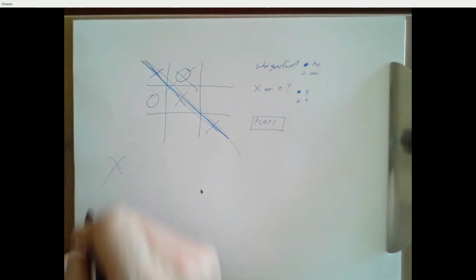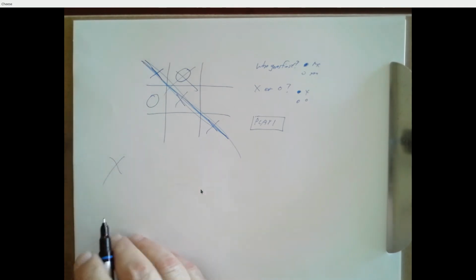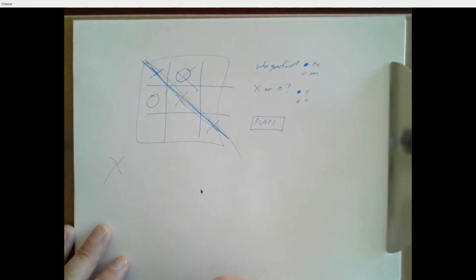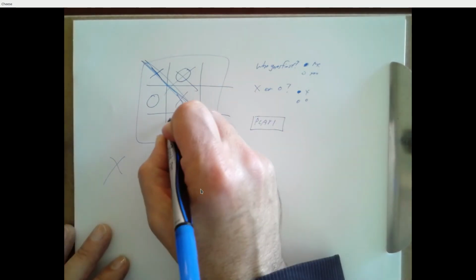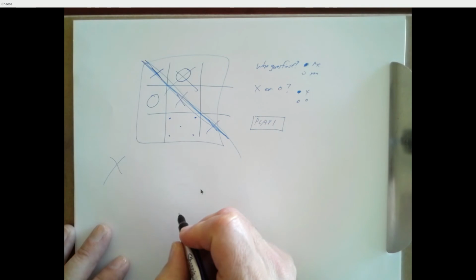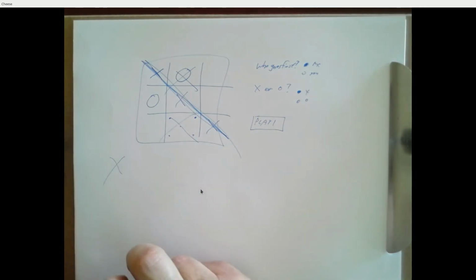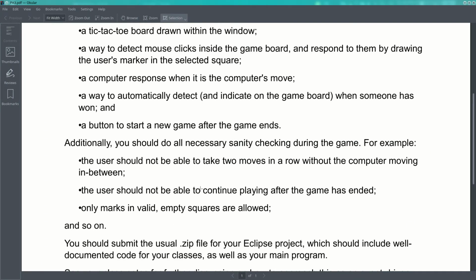If I click somewhere outside the playing area, I shouldn't put a mark over here, right? So make sure that they're clicking inside this region. And if they click here or here or here or here or here, you want the mark to be centered in that box. So, basic sanity checking, just the stuff that seems reasonable. And after the game ends, don't let the user keep picking squares, so that they end up winning after the game is over.